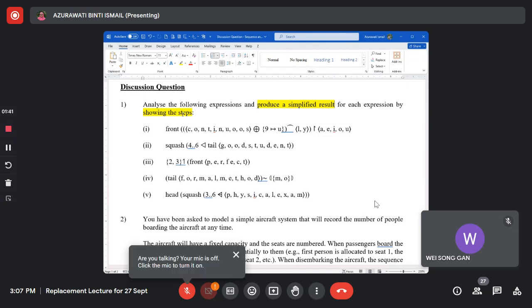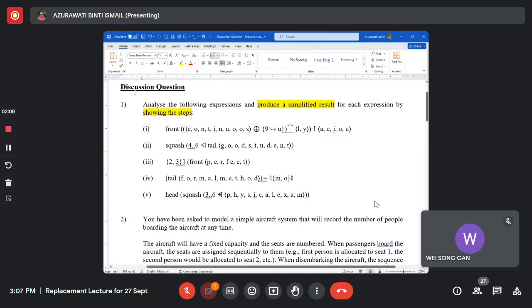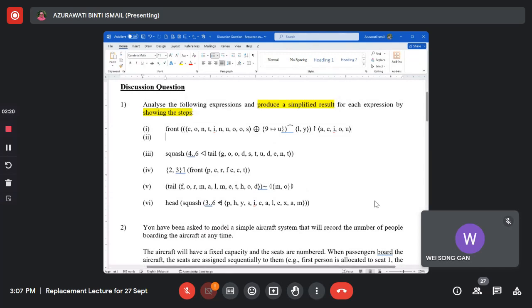For example, let's say the marks is 3 marks. Most probably 2 marks for the working, for the steps, and another 1 mark is for the result. So if you just put the result, you will get only 1 mark. The other 2 marks will not be given to you because you didn't show the steps. So make sure that if you have this kind of question and it asks you to show the steps, please put the steps on how to solve it, step by step. Okay, so now let's do question number 1 first.